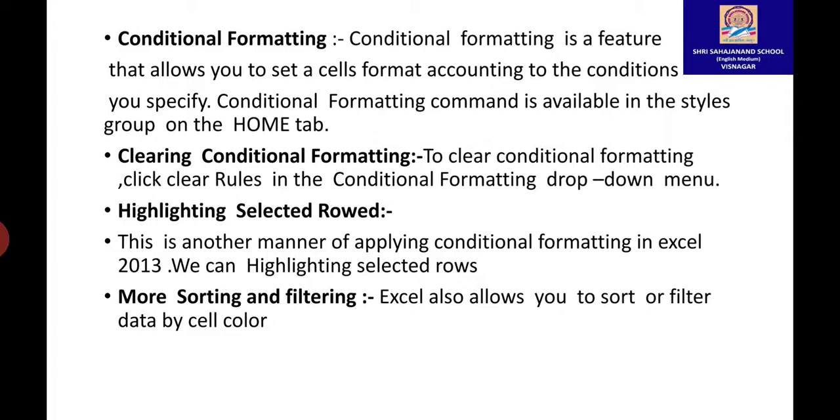Now highlighting selected rows. This is another manner of applying conditional formatting in Excel 2013. We can highlight selected rows. And the last one is more sorting and filtering. Excel also allows you to sort and filter data by cell color. So on the base of color we can filter a record.